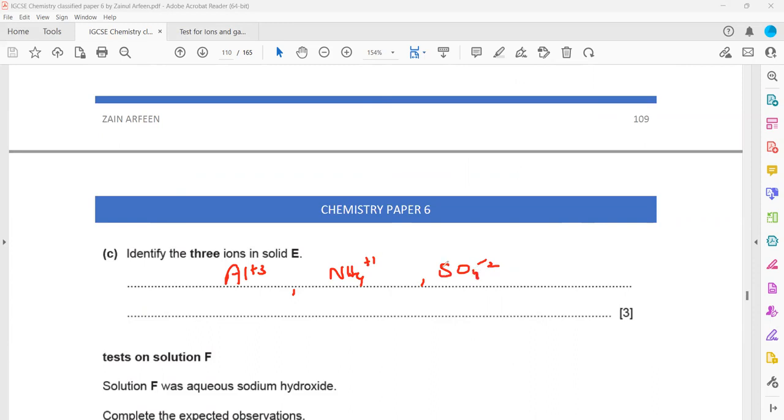Sir, can we write it with words or only by symbols? You can write both ways. You can write that the solution contains aluminium ion, ammonium ion and sulfate ion, or you just write the formula for the ions. That is also fine. You will score the mark for both.